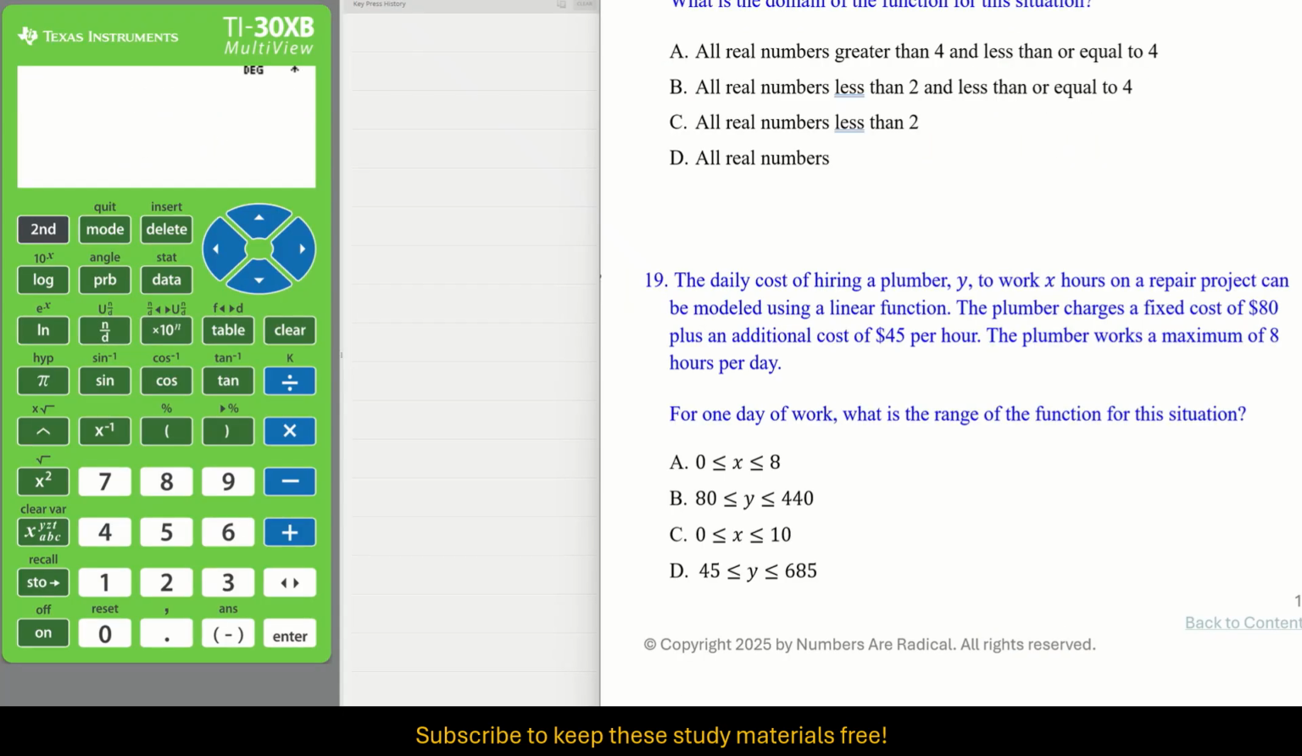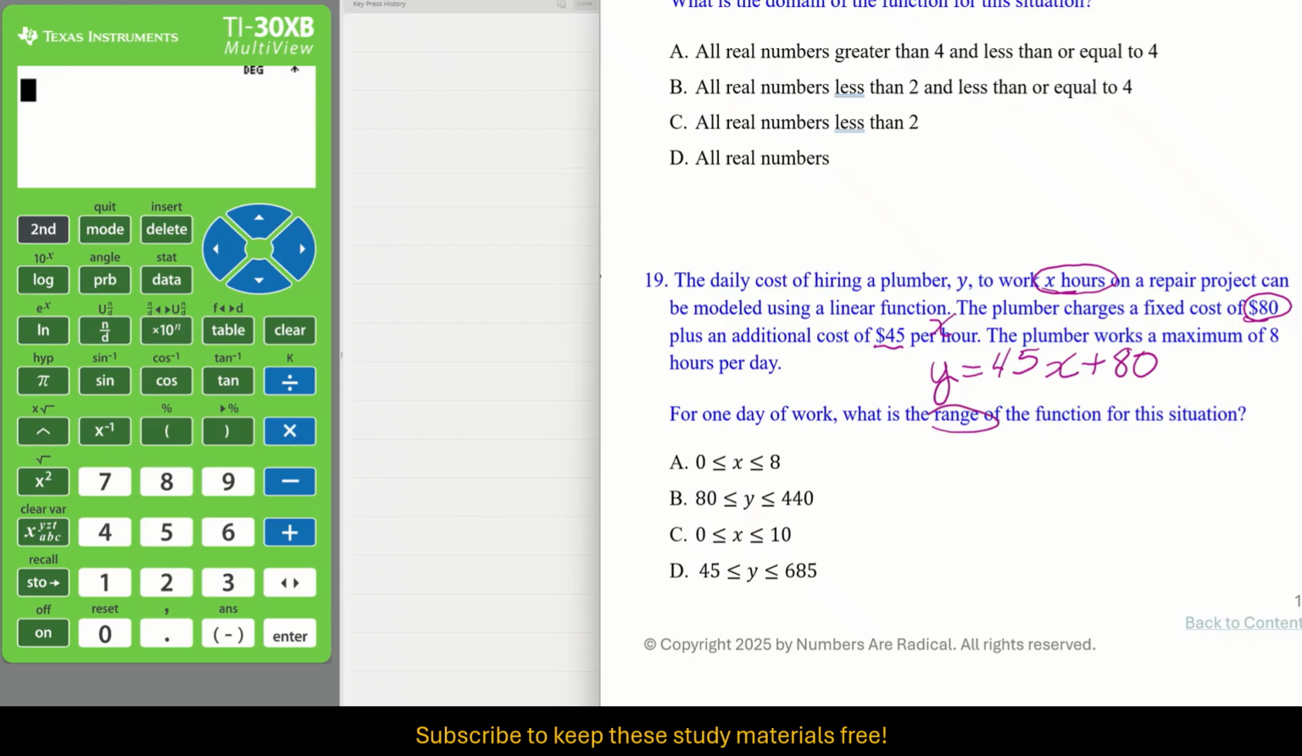To solve for the range using the TI-84, first we need to create the equation and then analyze our options. X is our hours, and we have $45 per hour and an initial cost, a B value of 80. So this would be Y equals 45x plus 80. Now that we've formed that, let's look at our options.